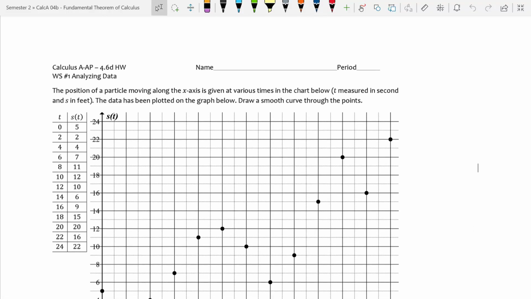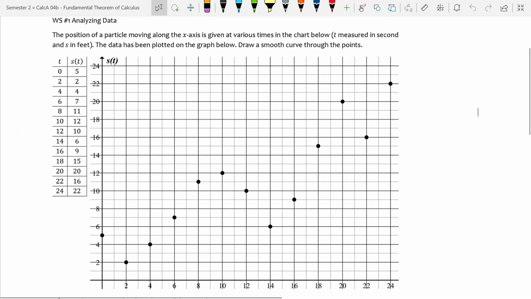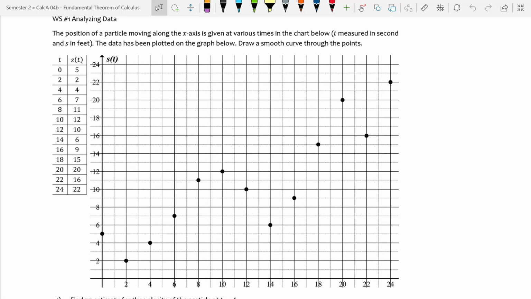Okay, the next two worksheets are just about analyzing data that might be given to you on any sort of AP problem. The position of a particle moving along the x-axis is given at various times, and the data has been plotted. So the first thing is just to try to connect with a smooth curve. And this is only so you have a visual of this. So think of this more like a strategy rather than something that they would actually have you do.